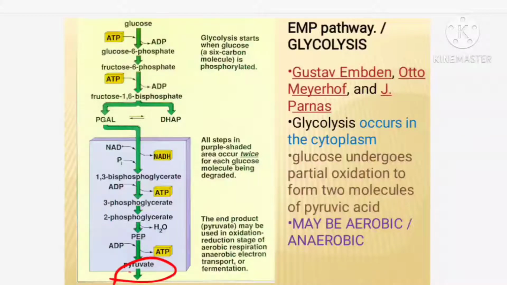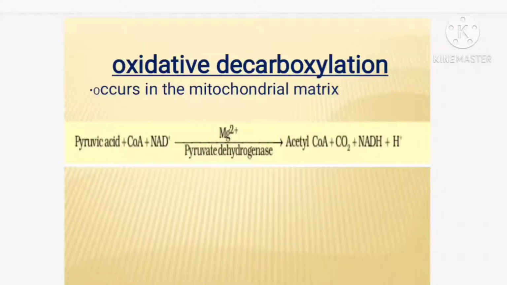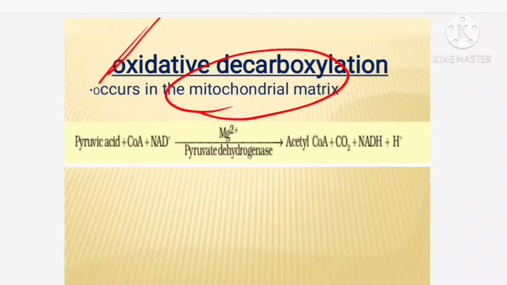So, with aerobic respiration, this pyruvic acid goes to the next step. It will move from the cytoplasm into the mitochondria. In the mitochondria, the first process that takes place is called oxidative decarboxylation. So, where is it taking place? It is taking place in the matrix of the mitochondria, meaning the fluid-filled inner space of the mitochondria. There, oxidative decarboxylation is taking place.